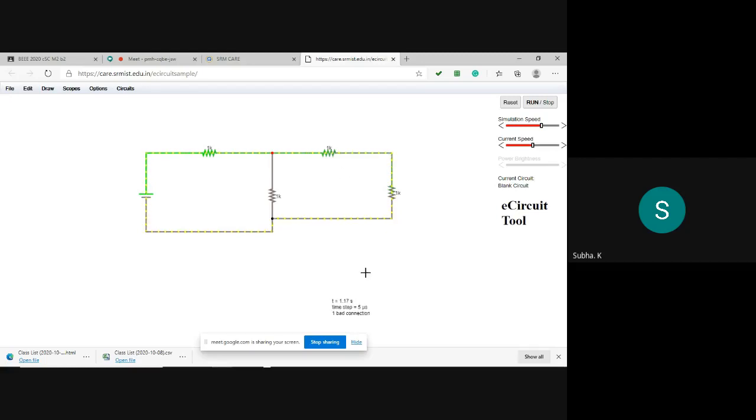I think one connection, a bad connection, it is showing. Are you able to see here? Yes, ma'am. So this is because of this connection, I think. So I will delete it. I'll connect node to node.